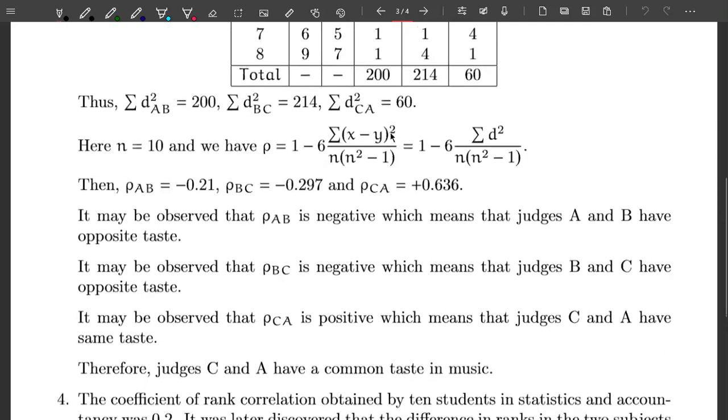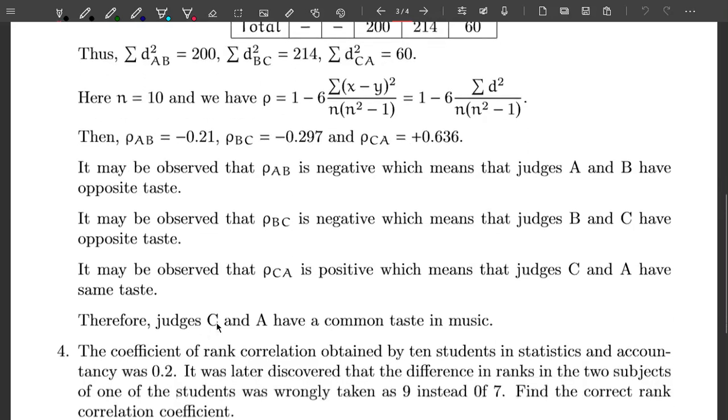But if you take the summation value as summation D square CA equal to 60 here, that is for the last two judges or for judges C and A, in that case when you calculate the rank correlation coefficient rho, your answer will be positive and you get the answer as plus 0.636, and this is close enough to 1. So we can say that judges C and A have same taste in music, or we can even say that judges C and A will be judging a contestant in the same way.